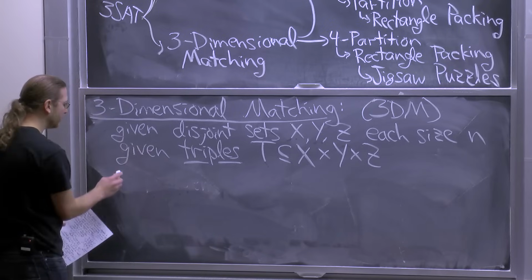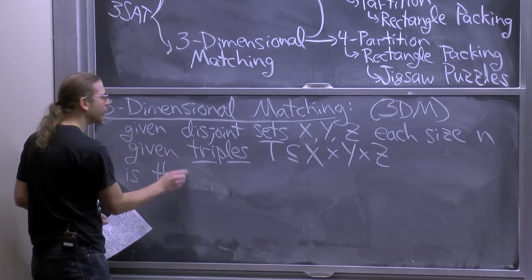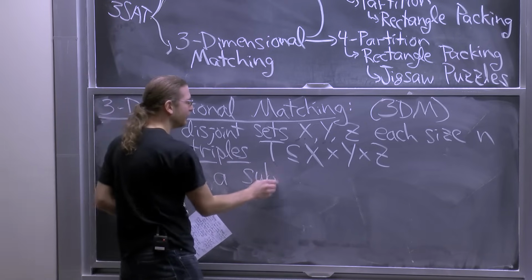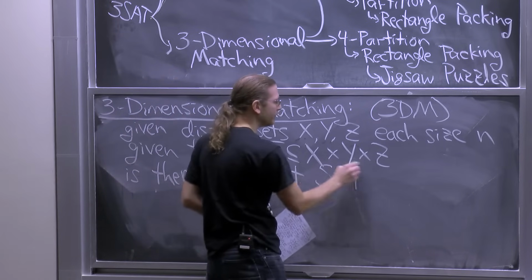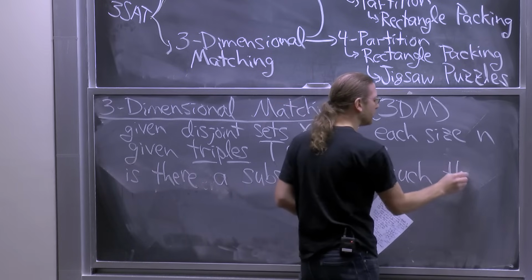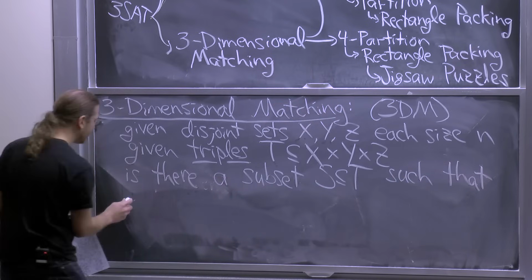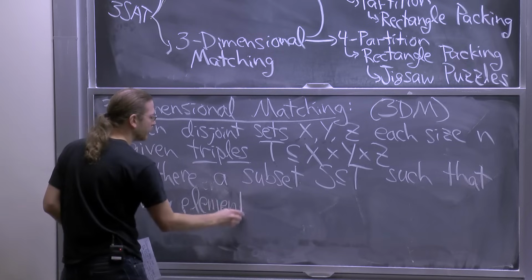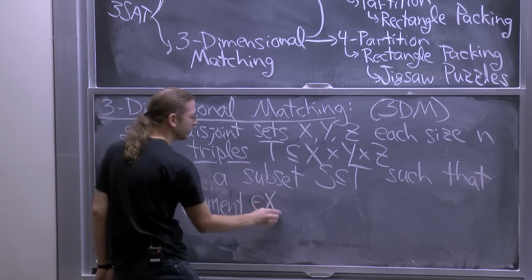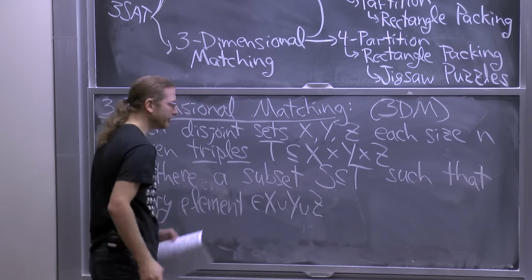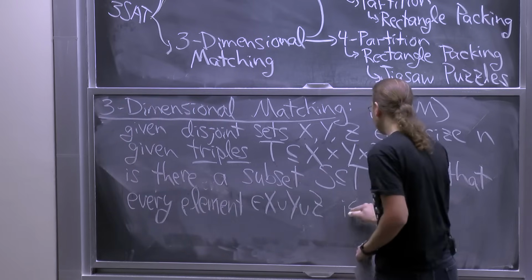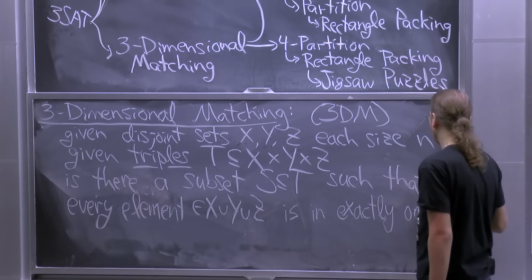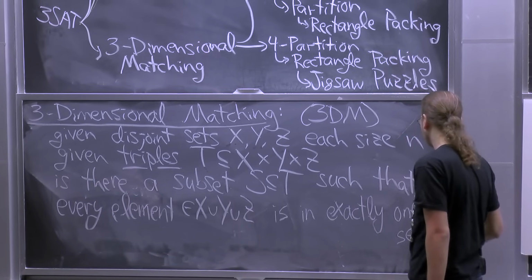And your goal is to choose among those triples a subset of the triples. So we're trying to choose a subset S of T such that every element, the things in X, Y, and Z are called elements, so anybody in the union of X, Y, Z, should be in exactly one triple in big S.